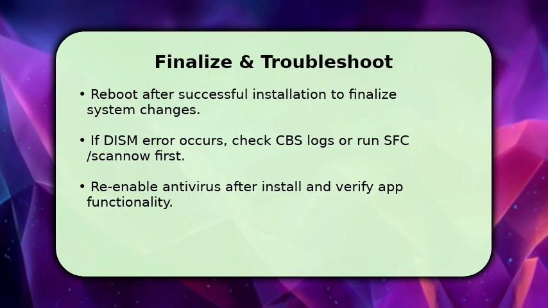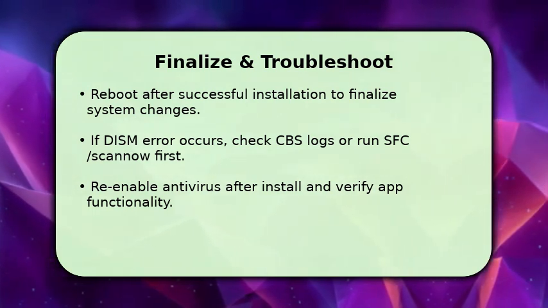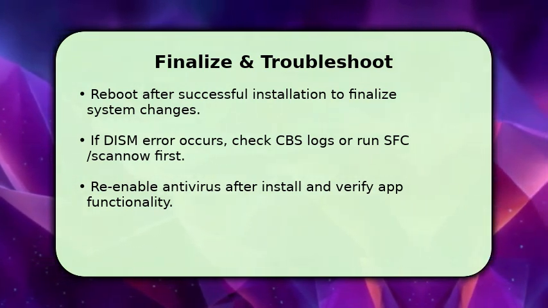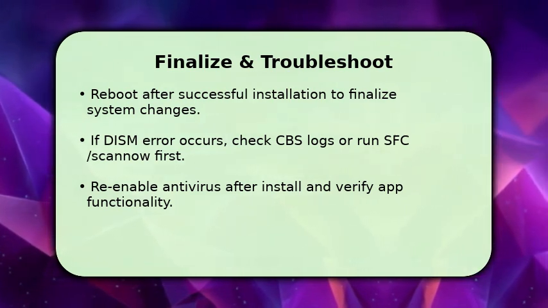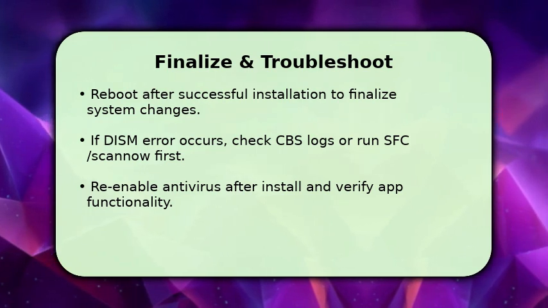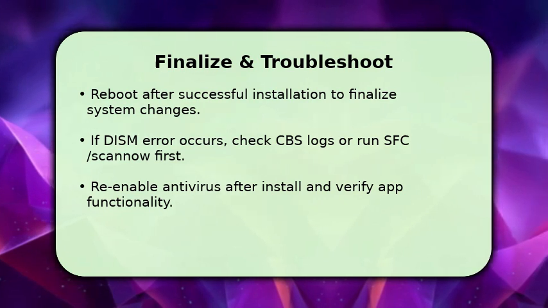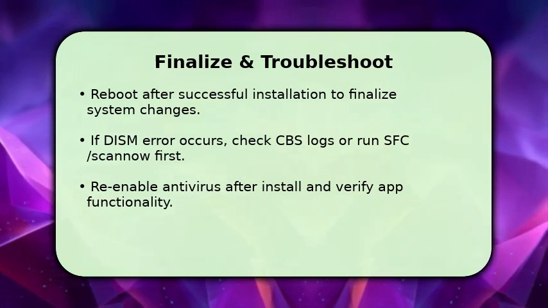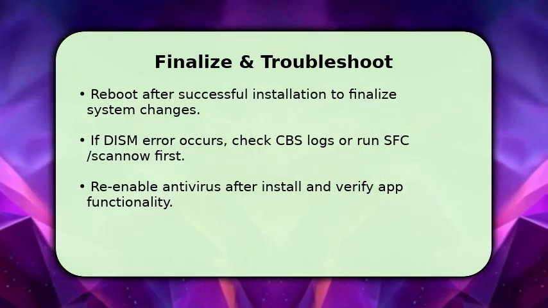Check C:\Windows\Logs\CBS\CBS.log for details if problems persist. Make sure you use the correct /source path when offline, and only re-enable your antivirus after confirming the feature installed. This final check prevents blocked installations and verifies your applications run correctly.